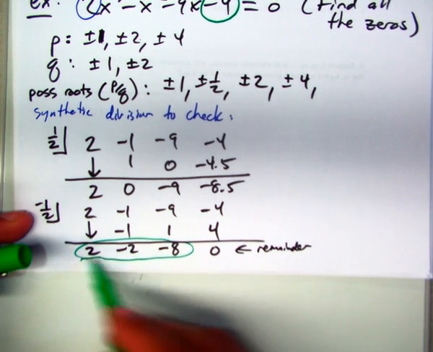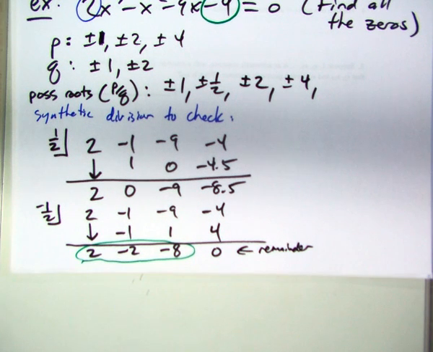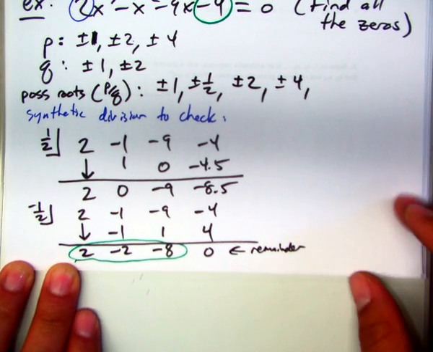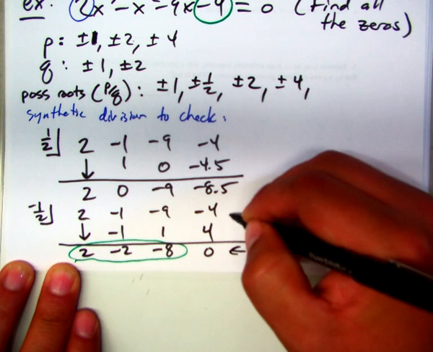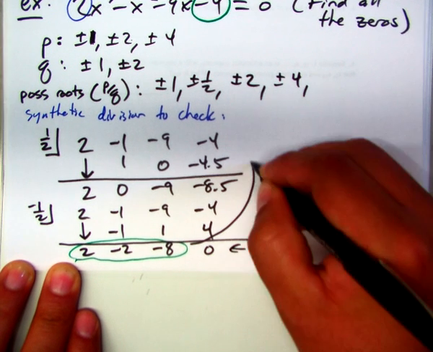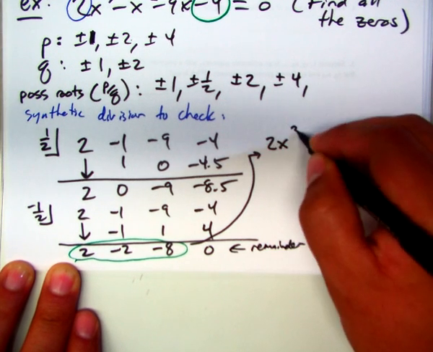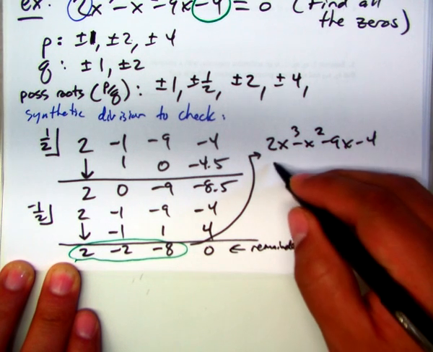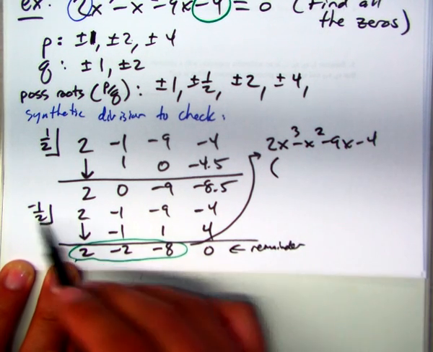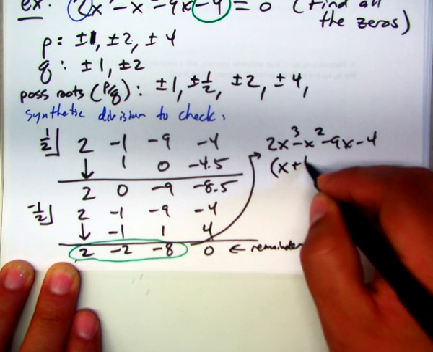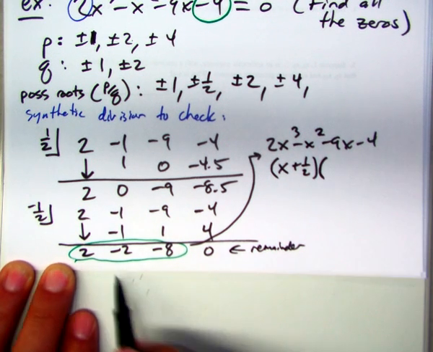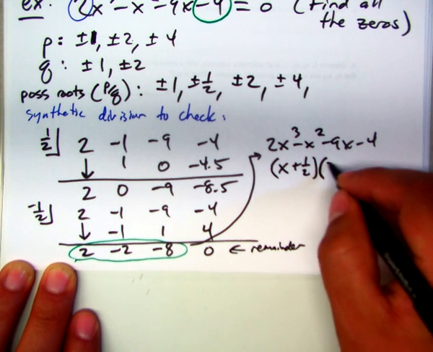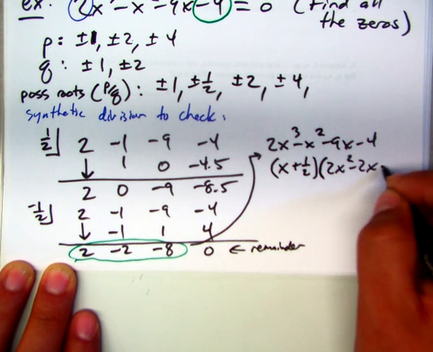the other factor. So using the linear factors theorem and the division algorithm, just this part here leads us to say that 2x cubed minus x squared minus 9x minus 4 can actually be factored, since -1/2 is a root, as x plus 1/2. And then the other factor would be this quadratic that's left over, which is 2x squared minus 2x minus 8.